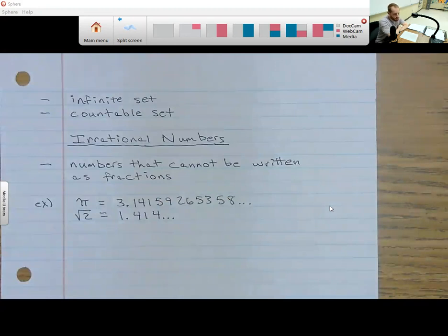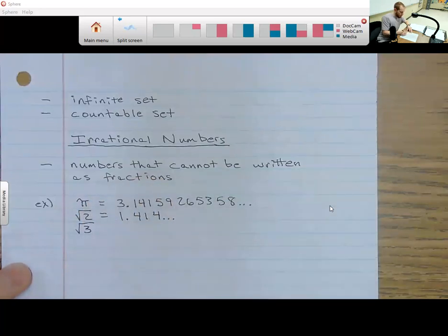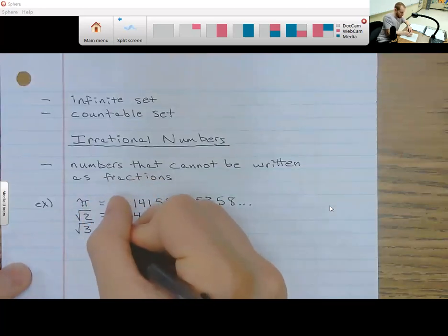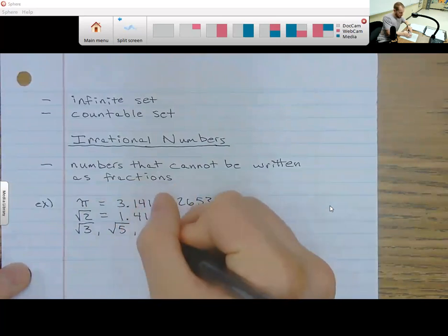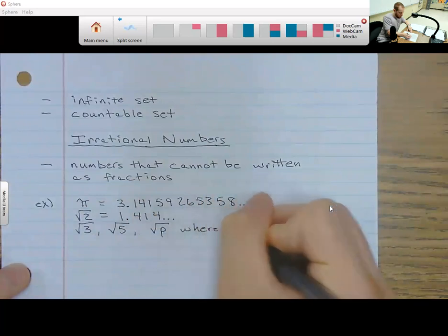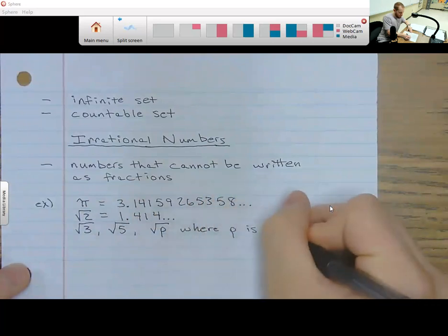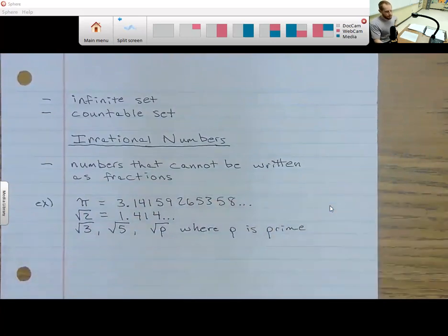What are some other irrational numbers that you've probably heard of? Square root of 3 is also irrational. Square root of 5 is also irrational. You can't write that as a fraction. And basically, the square root of any prime number is irrational. So square root of p, where p is prime. The square root of any prime number is also irrational, right?